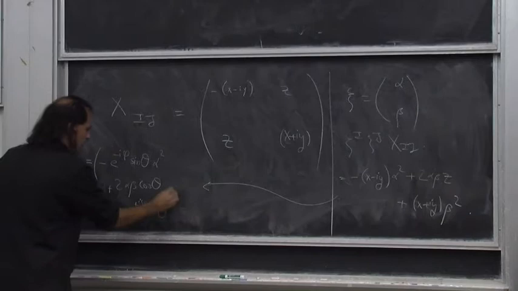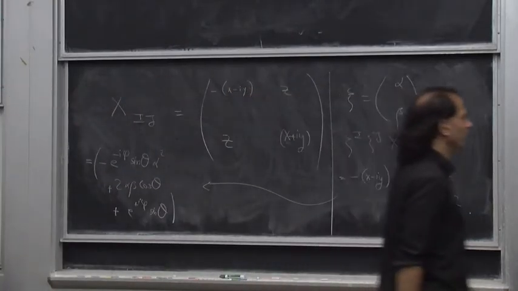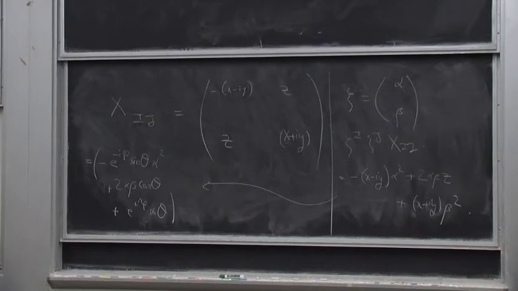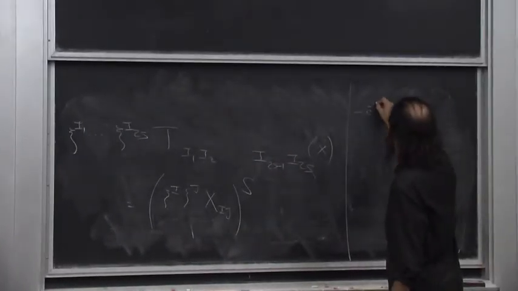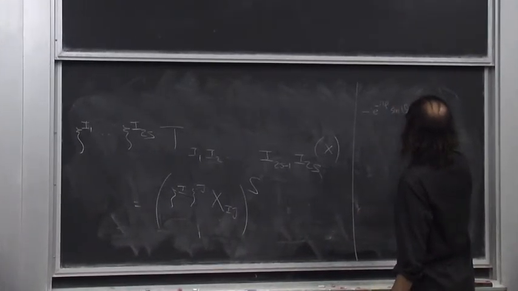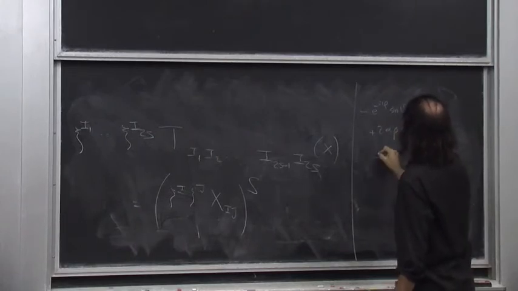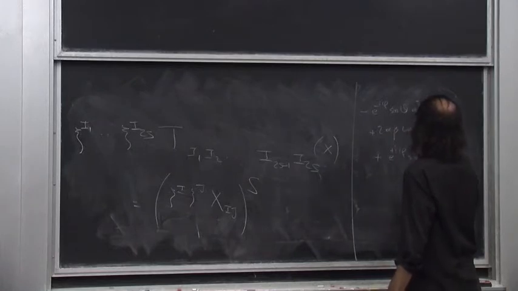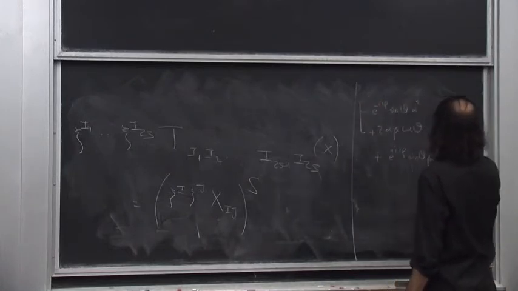Okay, so this is what xc is. And therefore, the symmetric tensor is what I get by just taking that object, minus negative e to the I phi sine theta alpha squared plus 2 alpha beta cos theta plus e to the plus I phi sine theta beta squared, to the power of s.